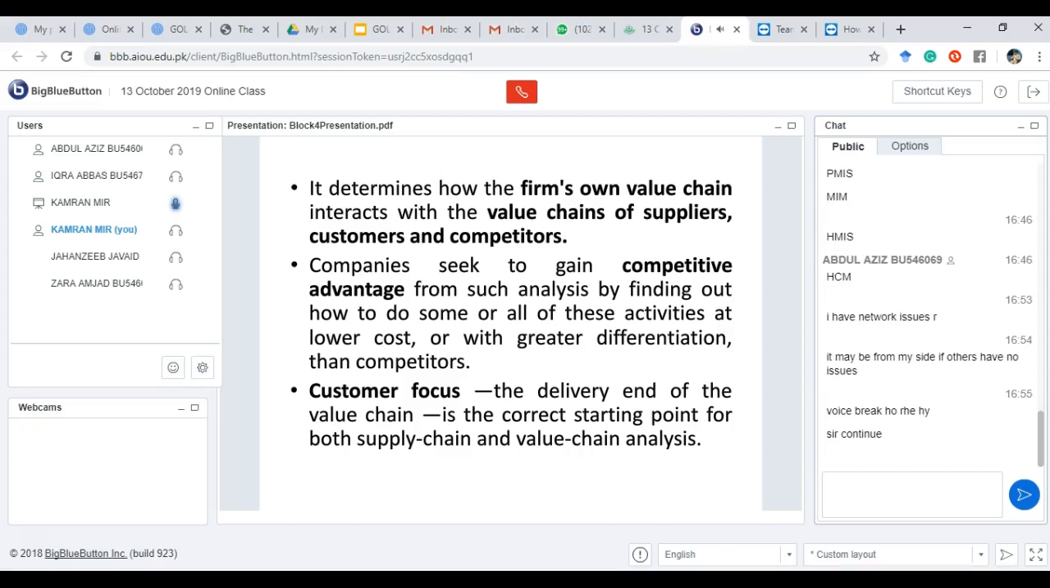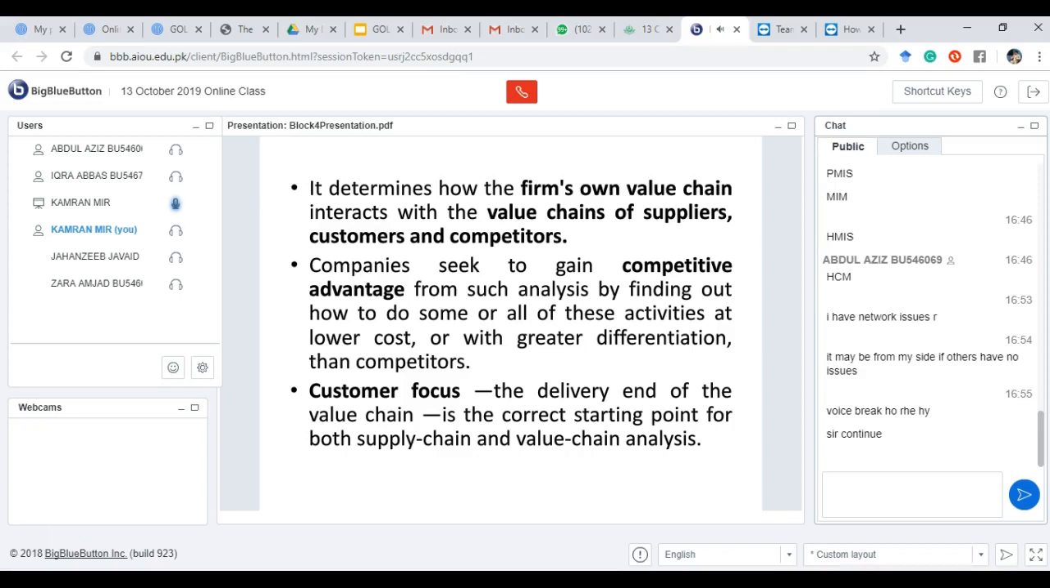Okay. So we were talking about this value chain analysis. It determines, I think we read that. Second point is companies seek competitive advantage from such analysis by finding out how to do some or all of these activities at lower cost or with greater differentiation than competitors. Customer focus, the delivery end of the value chain is the correct starting point for both supply chain and value chain analysis.